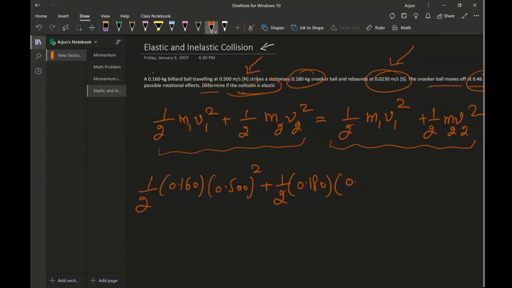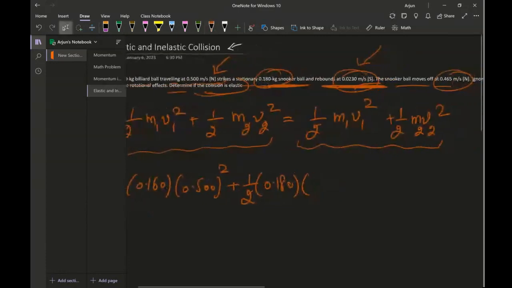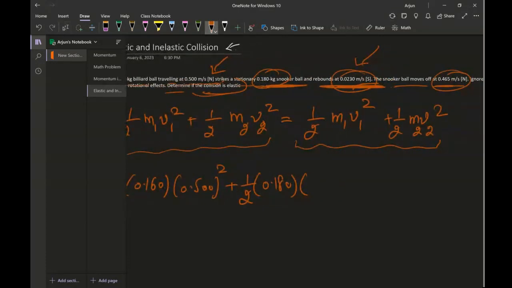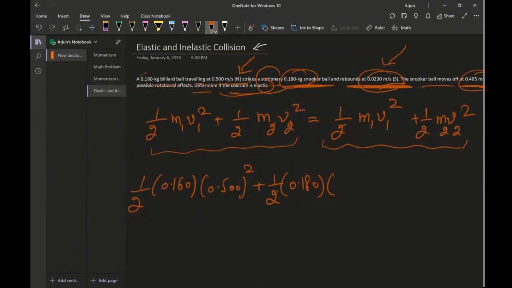No, let me read this question one more time. This billiard ball traveling at this velocity strikes a stationary ball and rebounds at this. So this is not the velocity of the second ball. This is actually the velocity of the first ball. The snooker ball is a stationary ball.